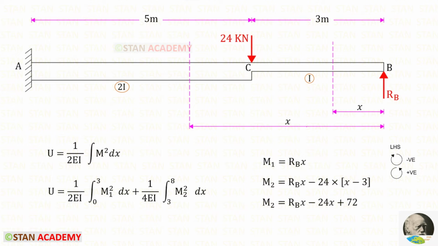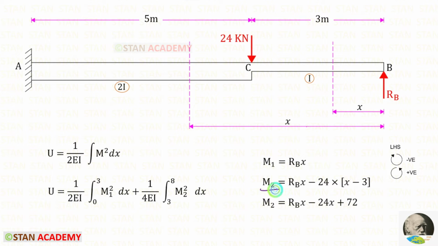We are going to find the moments M1 and M2 from the point B. In this case, we have to follow the left-hand side rule. Clockwise will be negative and anti-clockwise will be positive. Let us find M1. Up to this section, we have only RB. RB is acting in the anti-clockwise direction so that it will be positive and the distance is x. RB into x, it will be RBx.